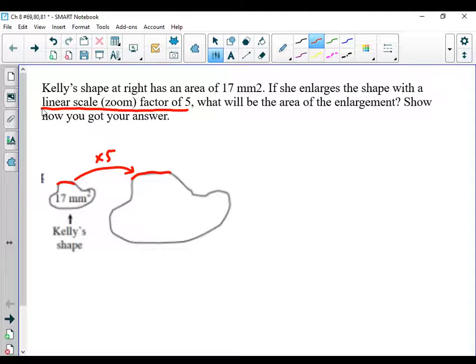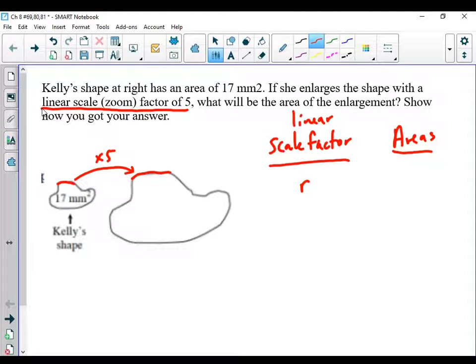Well, if you remember on some of the results that you got, a lot of times the scale factor will be labeled with the letter R. If I have a linear scale factor of R, then when I start comparing areas, I don't just multiply by R, but I multiply by R squared. So for this example, since I know that the linear scale factor is 5, in order to find the area of my enlarged shape, I have to take the original one and not just multiply it by 5, but multiply it by 5 squared.